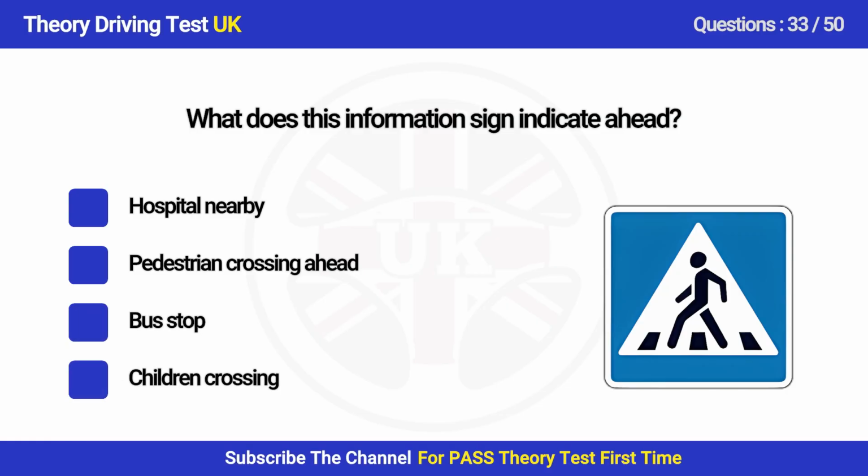...then apply, unless another speed limit sign is displayed. Question 36. What does this information sign indicate? A. No entry for residents. B. Start of a residential area living zone. C. Pedestrian priority zone. D. Parking zone only.